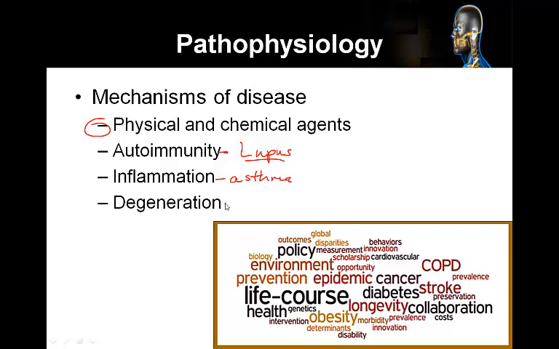And then degeneration, this is where the body starts to break down as a mechanism of disease. And so as we get older, both male and females, although this impacts more females than males, degeneration might be exemplified by osteoporosis.